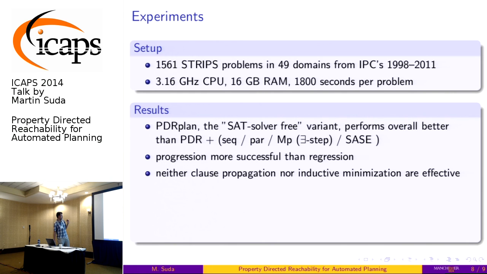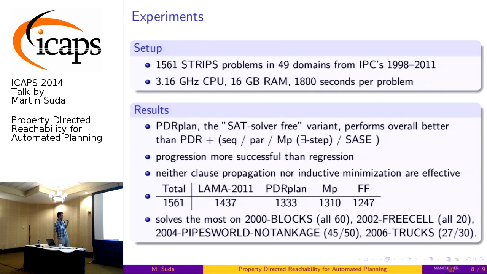I'll skip this one, and yeah, there are some numbers and some statistics about domains. You can see that there is still something like 100 problems missing with respect to coverage from 1,500 in total, which is all the STRIPS problems I could collect from the IPCs. But the system seems to be outperforming MP, which I consider one of the best planners based on satisfiability currently available. And there are also some domains where, out of those 4, PDR plan solved the most.